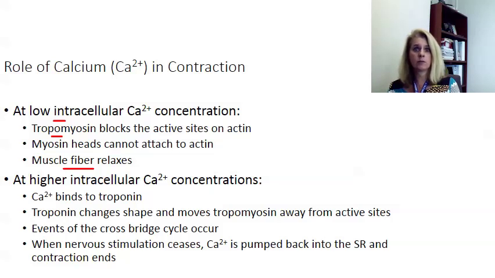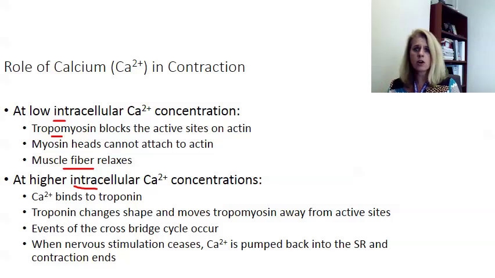You basically remove the calcium from the cytoplasm so that the muscle can relax, because the actin and myosin can't be bound. As long as you have calcium in the cytoplasm, tropomyosin will stay rolled off of the actin because troponin has been bound by calcium.